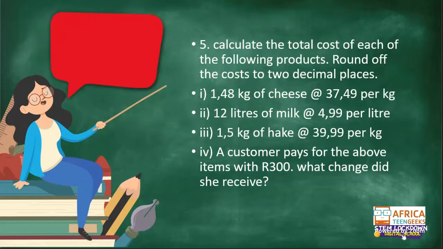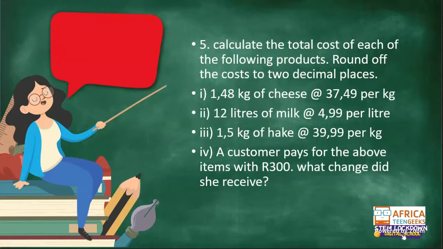And then the last one will be 1.5 kg of hake. So can you write that answer somewhere? Don't forget it because we are coming to that answer. Okay, yeah, I wrote it down. All right, fine. Then let's go to 1.5 kg of hake at 39 rands and 99 cents per kilogram. Sir, yes, Bonolo? I think the answer for that one is going to be 59.98.